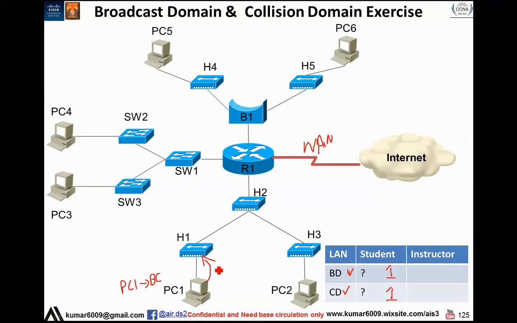Hub is a multi-port repeater. So what is the repeater function? Repeater amplifies the voltage, that's it. Voltage amplifier and sending to all the ports, correct? Now H2 also amplifies and sends it. H3 also amplifies and sends it to all the ports. Now data comes to here. It is broadcast data, right?